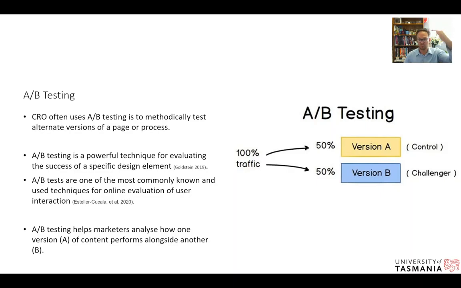It's important to understand that you're going to have two different types of pages. One is the control, which is version A. So if I've got a default web page or a landing page and I go, oh, I want to make an adjustment, but I'm not sure if it's going to be better, I'm going to make that adjustment and use that as version B, which is the challenger.